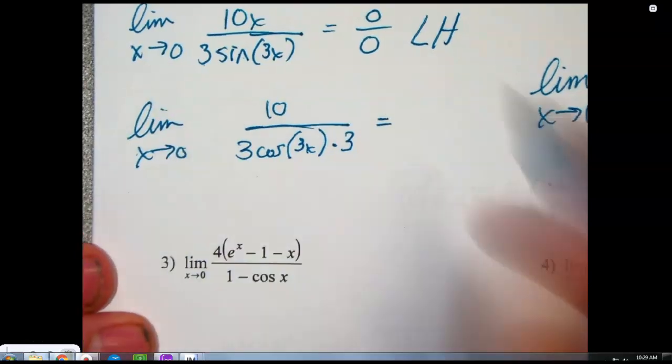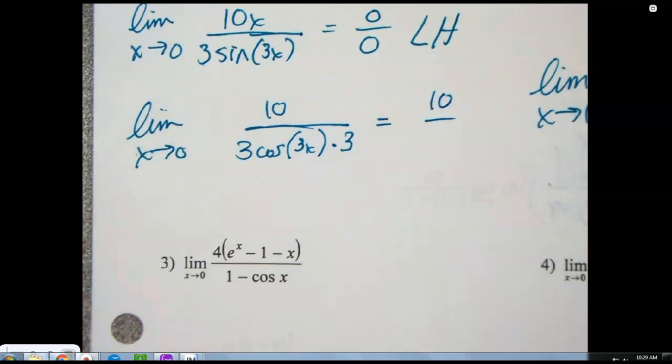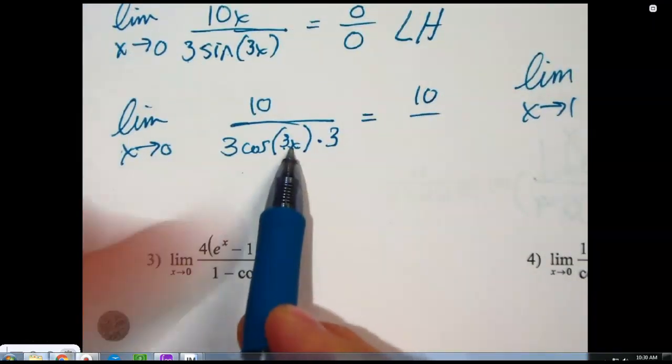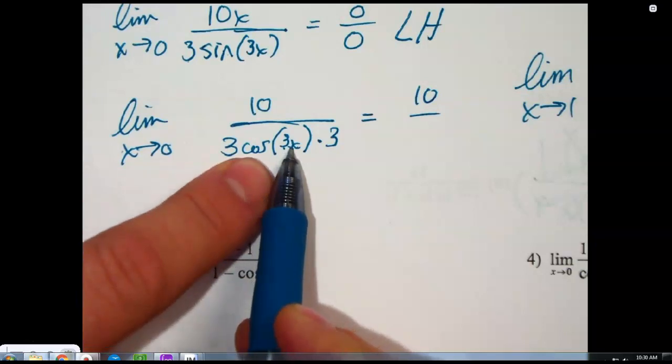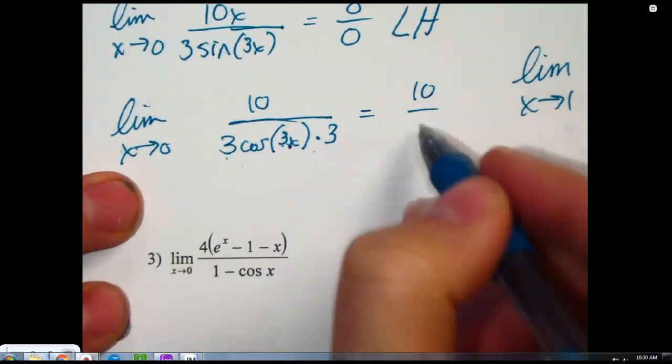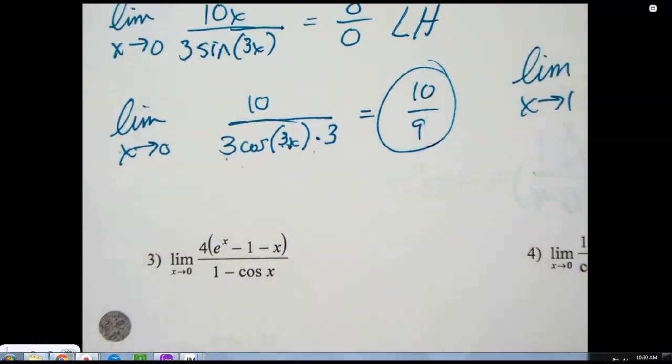So plug 0 in on top. Nothing to plug into, so it stays as it is. And then 3 times 0 is 0. So what's the cosine of 0? 1. Cosine's the x value, right? So it's 1 times 3 times 3. So now we got an answer to number 2.